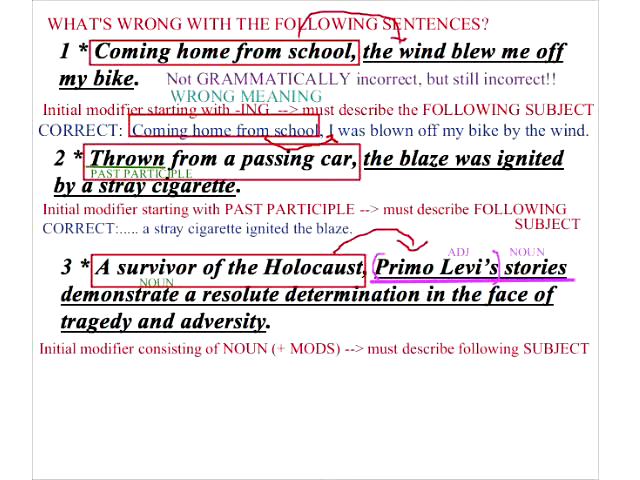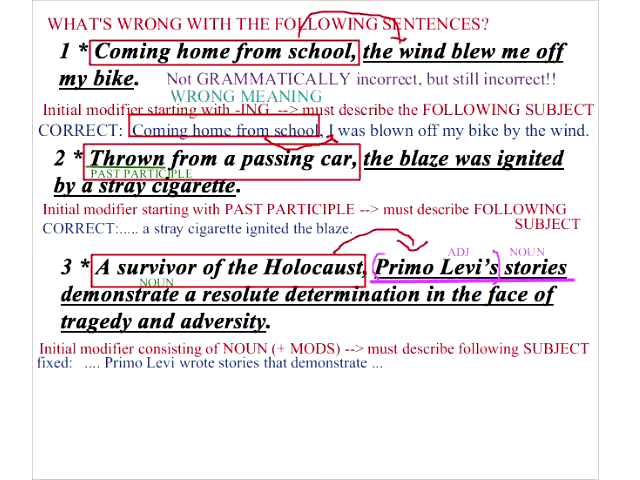That's incorrect, because Primo Levi's stories are not a survivor of the Holocaust. Primo Levi himself was. So the way you would fix this is you need to have Primo Levi himself as the subject. So, "Primo Levi wrote stories that demonstrate a resolute determination in the face of tragedy." Smiley face if that makes sense. Questions, please type them.